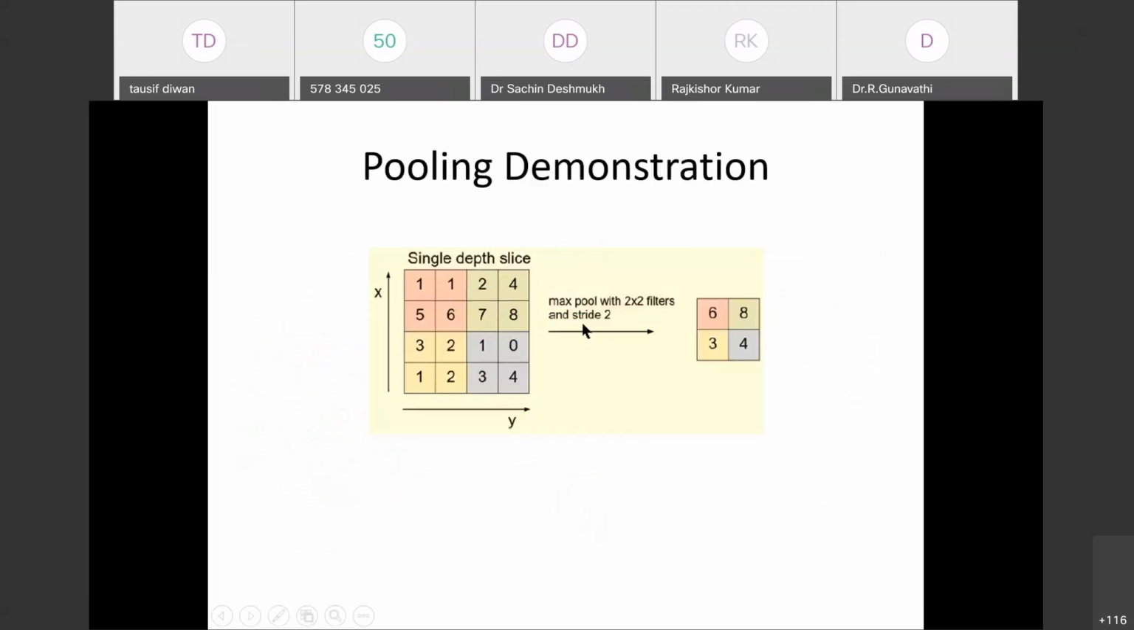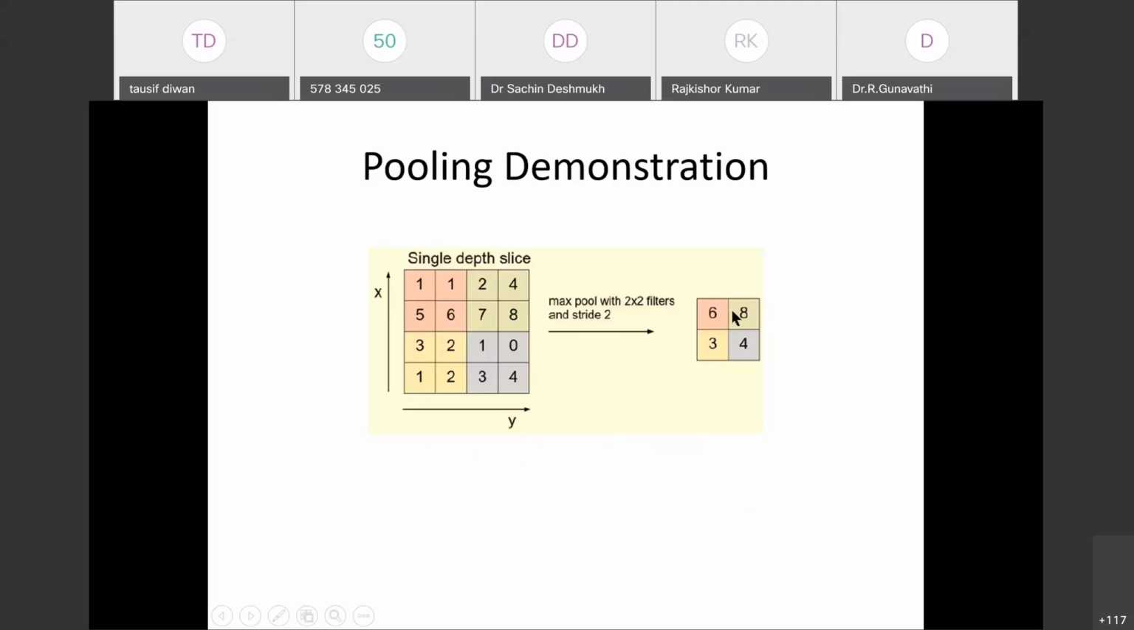See here, the input volume is 4 by 4. We are applying max pooling of 2 by 2. We consider this first region. What is the maximum of this? The maximum is 6, so we put 6 here. After that, the stride is 2. It means the next portion in consideration will be 2, 4, 7, 8. What is the maximum of this?